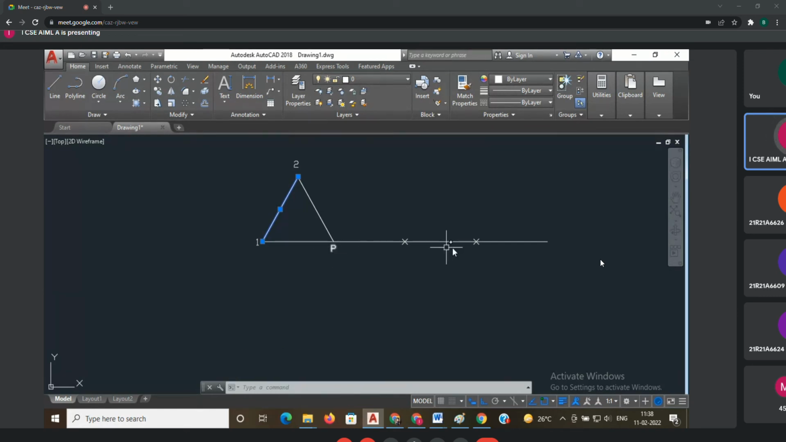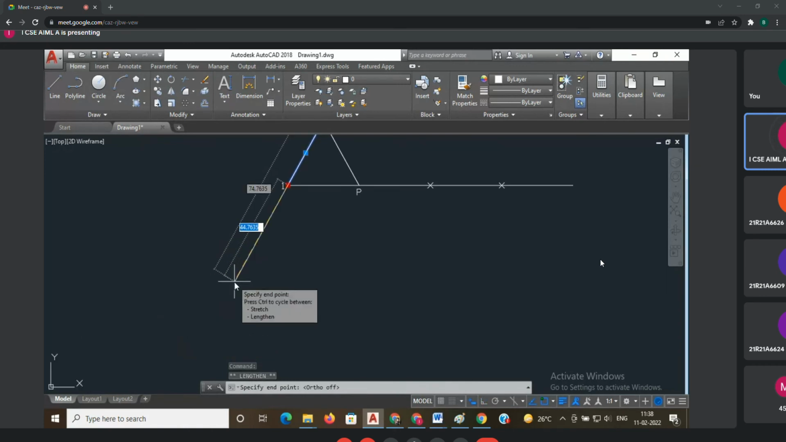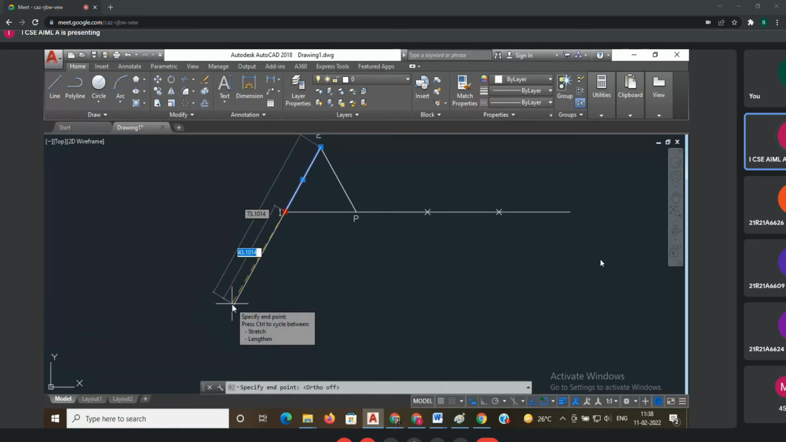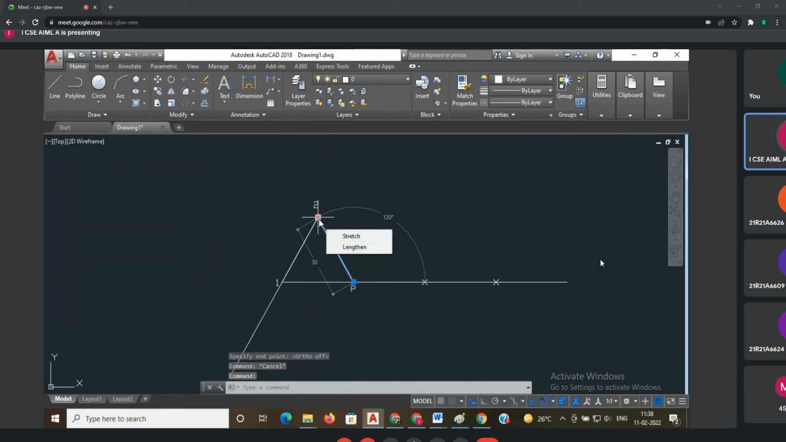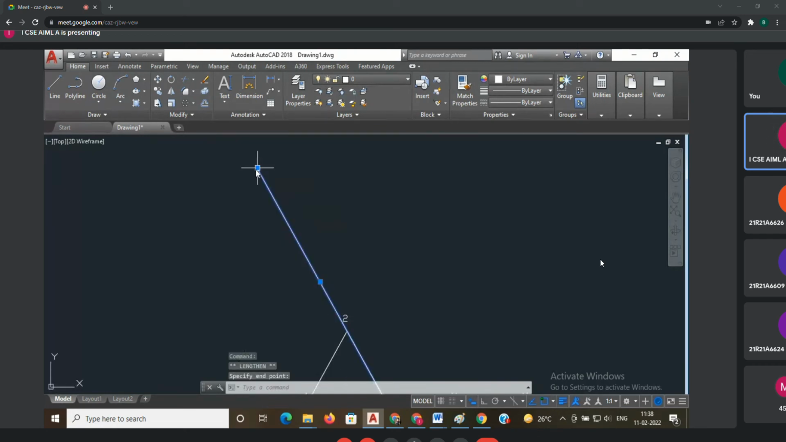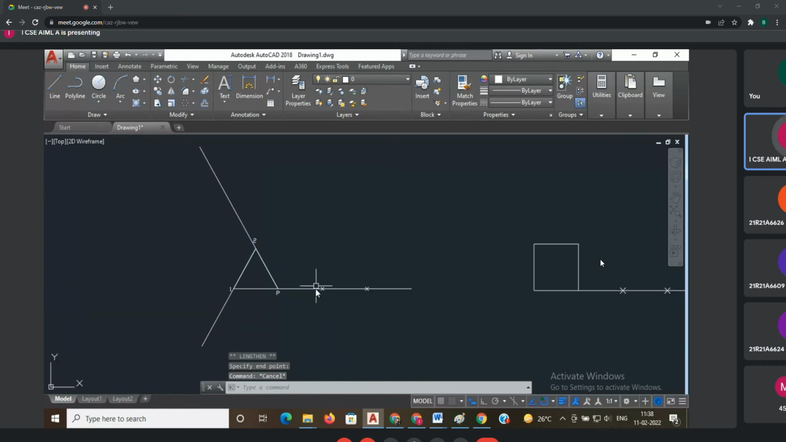From P point, I have drawn one horizontal line. From the first point, I want to draw one horizontal line. I will go with the lengthen. How much length I want to make it? It's your wish, but you can go with the particular side length. First side means it's a 30 side, so with 30 you can give. Now same for the second line, I want to lengthen this. Extend this. Done. See here, I have drawn horizontal lines from P, from 1 and from 2.